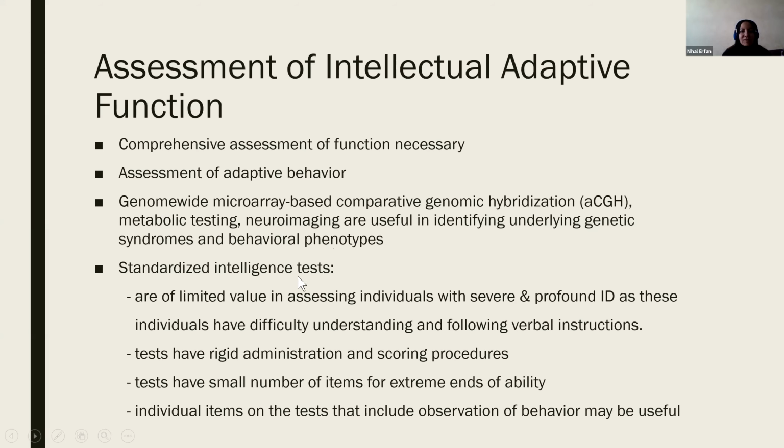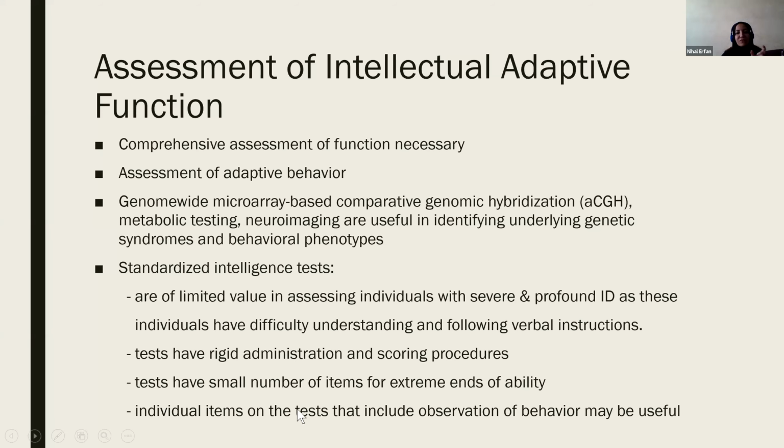When you look at standardized intelligence tests, the ones that we've already discussed, like the Wechsler or the Stanford, these are of limited value in assessing people with severe and profound intellectual disabilities. The reason is that these people, kids or adults, cannot understand what you're asking them to do. Imagine you're doing a performance subtest where you give this child or adult blocks and you want them to follow a pattern. If somebody has severe and profound intellectual disability, they don't know what you're saying, they don't understand. These tests are pretty rigid in how you administer and score them.